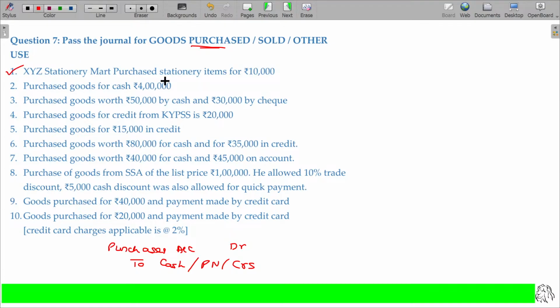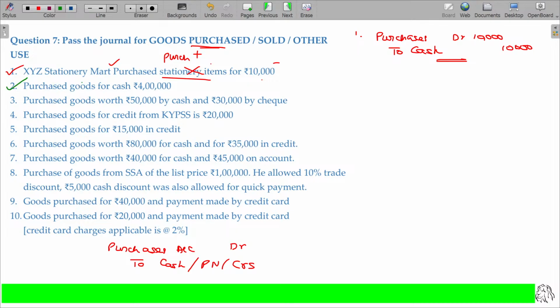XYZ stationery mart purchased stationery items for 10,000. They are doing the stationery business only, purchasing the stationery items. If they are purchasing the goods for the resale purpose, then it is always named as purchases. Purchases is a plus item. And what's the minus item? Cash is the minus item. The journal entry here being purchases account debit to cash account. This value being 10,000.